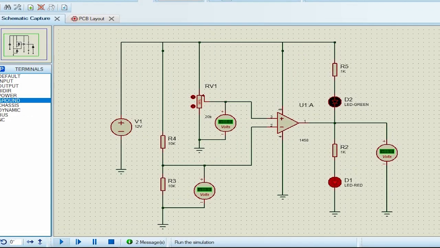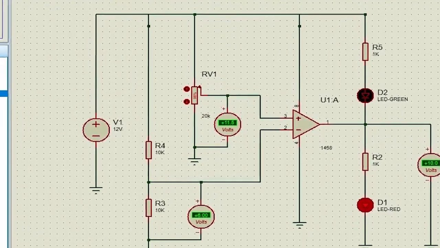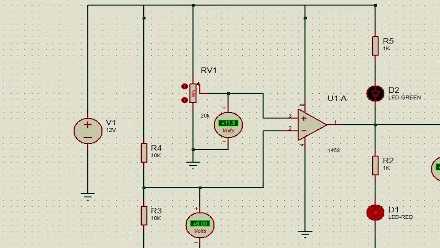Well, now we place a voltmeter at the output. Let's see what result we get. At the positive input 11.5 volts, and at the negative input we have 6 volts. At the output we have 10 volts. We are going to vary the positive input.